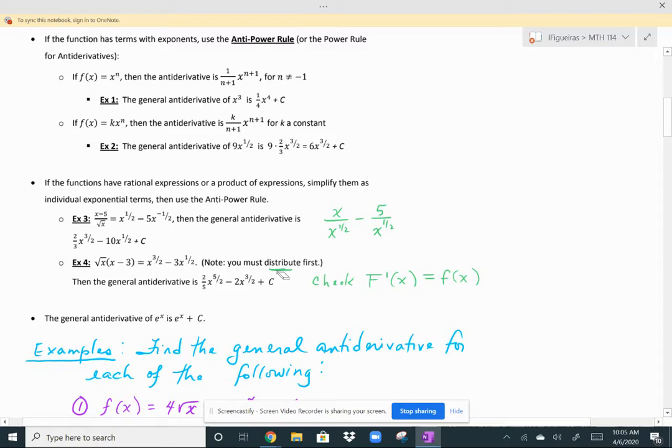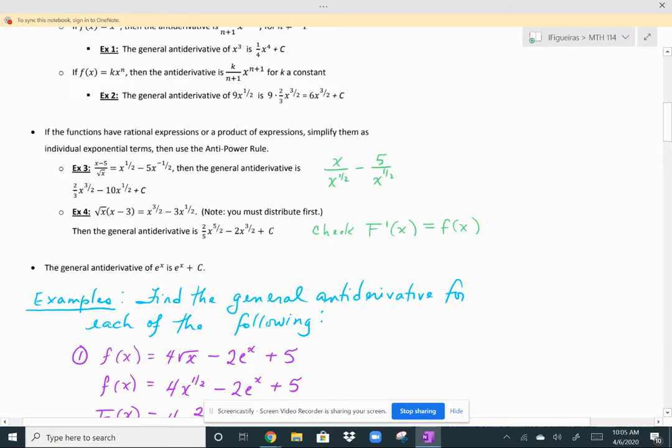All right, and then finally, in this section, we're just going to talk about what the antiderivative of e to the x is. Remember, the derivative of e to the x is e to the x. Therefore, the antiderivative is also e to the x. But when you're looking for a general antiderivative, you always add that constant of integration. All right, so we're going to do a few examples. So we want to find the general antiderivative for each of the following.